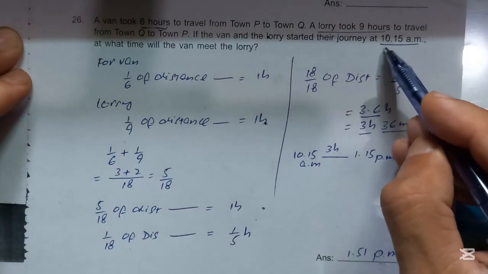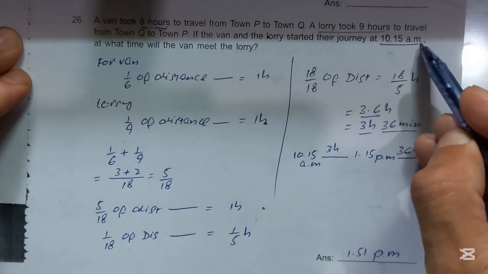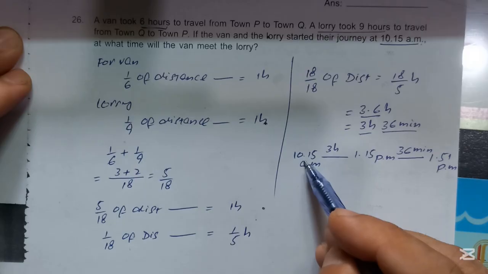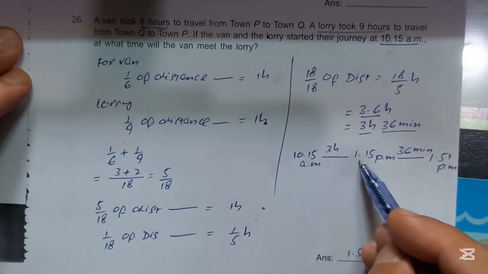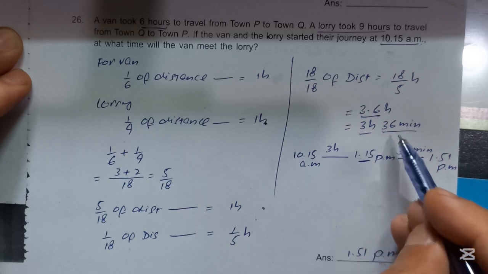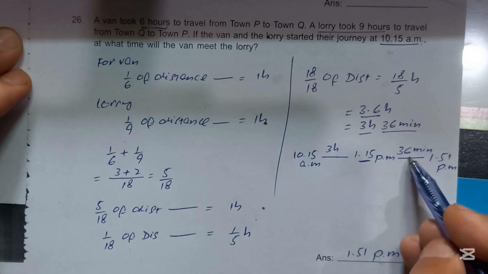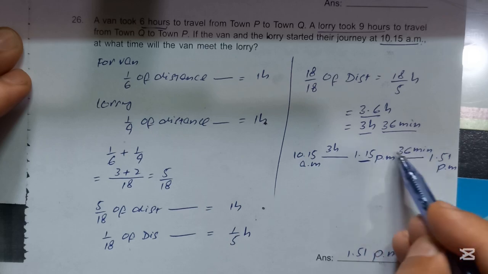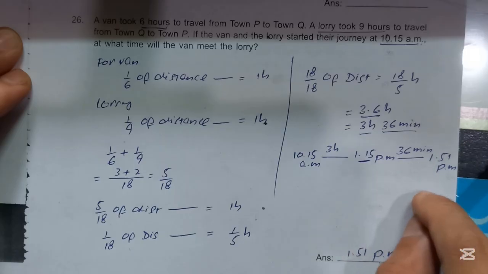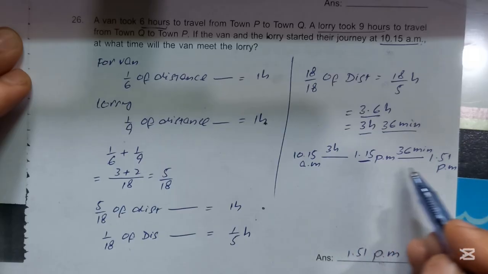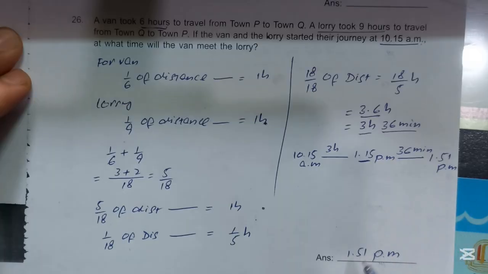Okay, because they have started at 10:15, from 10:15, 3 hours will be added and the time will be 1:15, and further 36 minutes will be added. So 15 plus 6 is 21, 31, 41, 51. So 1:51 p.m. will be the time at which they will meet each other.